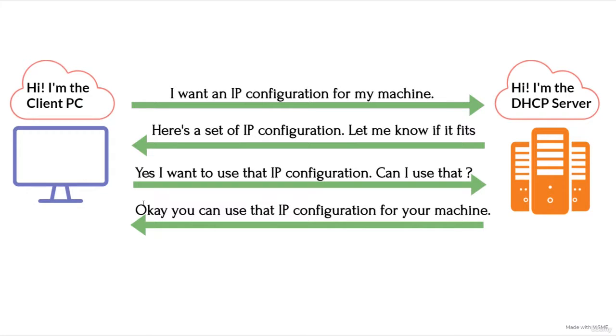You can remember all of this by learning the word DORA, not that Explorer girl, but the DORA word. There are four steps: discovery, offer, request and acknowledgement, all represented by the initial letters of every step. So let us see what these steps are in detail.